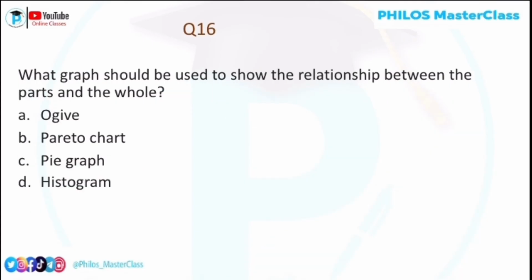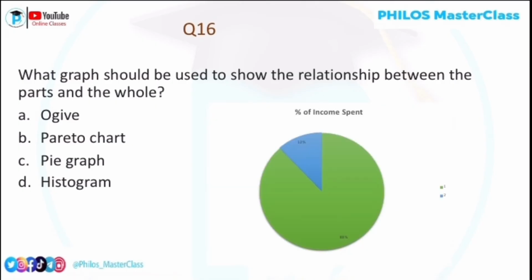This question says, what graph should be used to show the relationship between the parts and the whole? So this is the graph we use. This is used to show the relationship between the parts and the whole. So we call it a pie chart. So let's proceed to the next question.